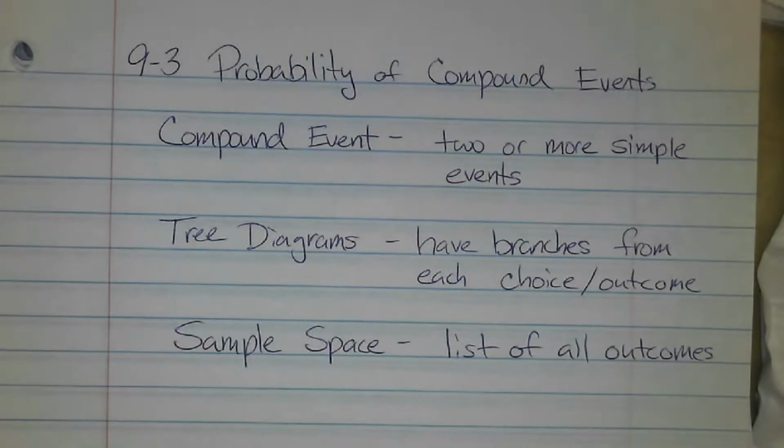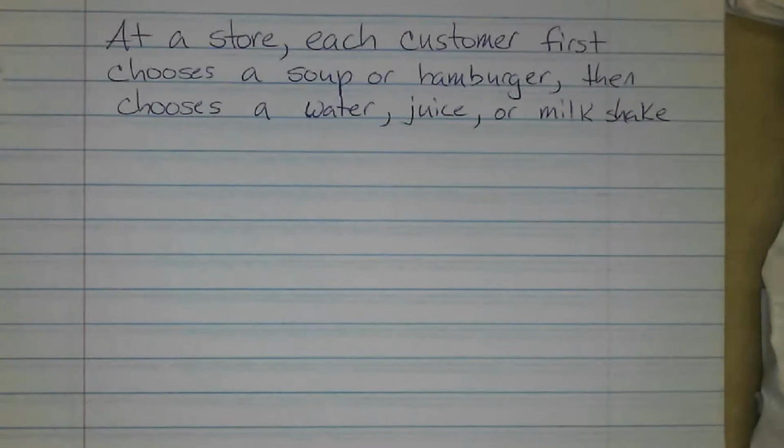And the last word, sample space. The sample space is the list of all outcomes. The whole reason why we do the tree diagram is so we can find the sample space and everything that's in that list. So let's take a look at an example.